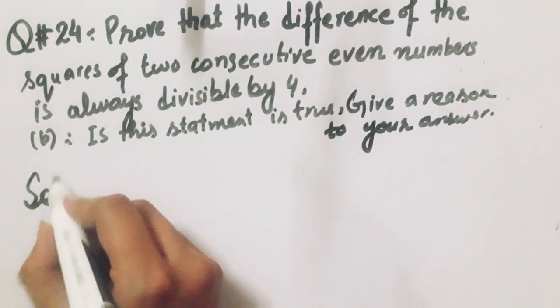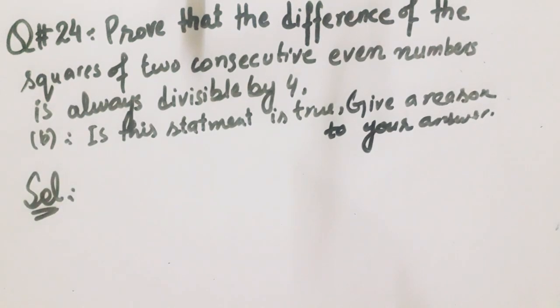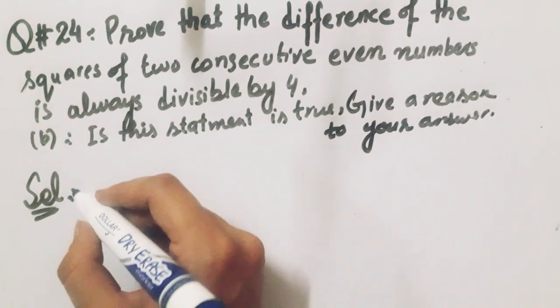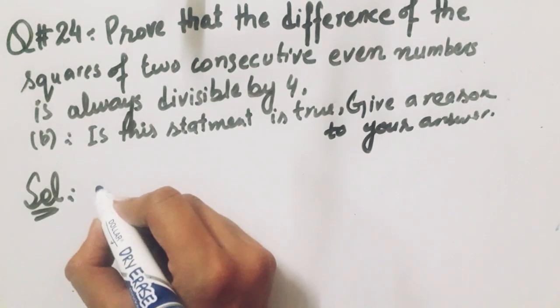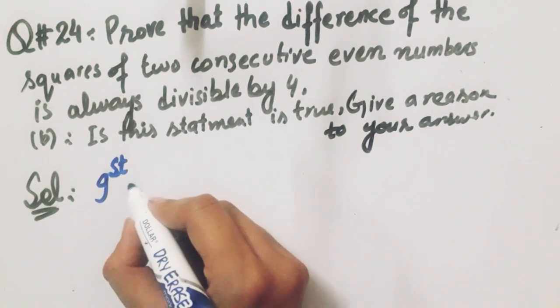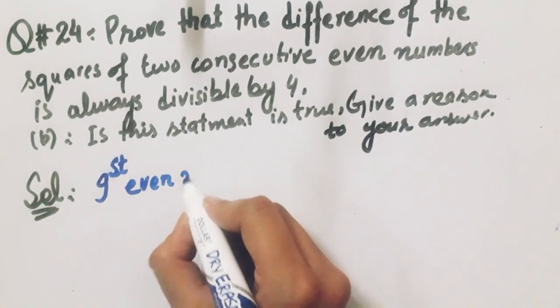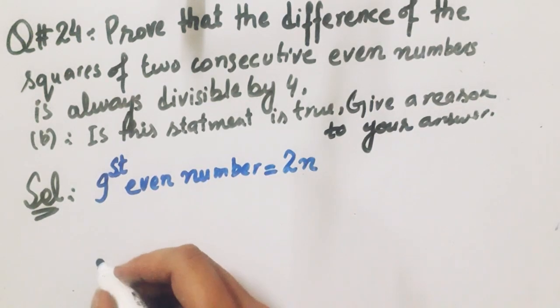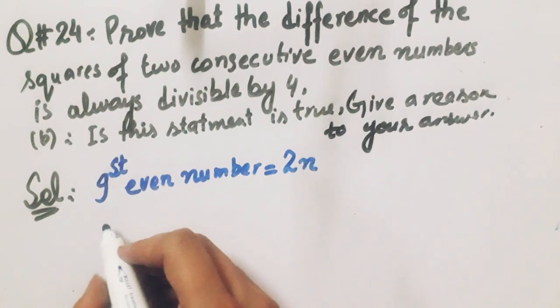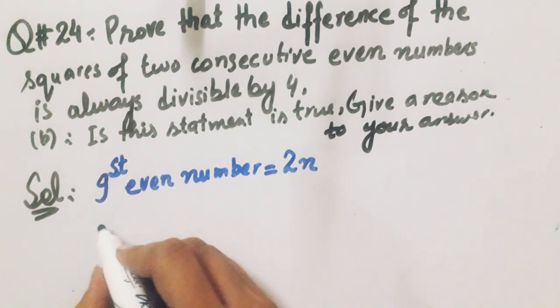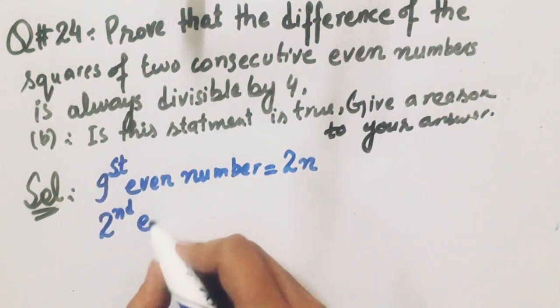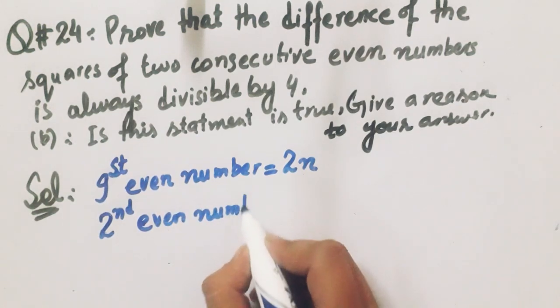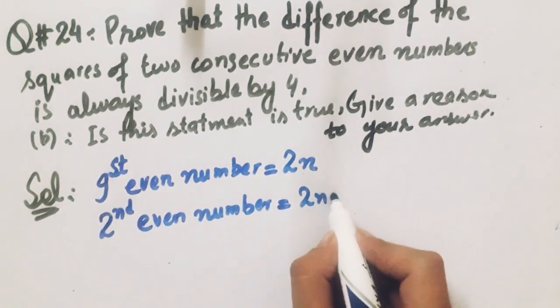Now we will solve this question in very easy and simplest way. First of all, consider the first even number. An even number is a number that is a multiple of 2. So, the first even number will be 2n. And the second even number will be 2n plus 2, because after 2 the even number is 4. So when we add 2 in 2, we will get 4. So like this we will write the second even number is equal to 2n plus 2.